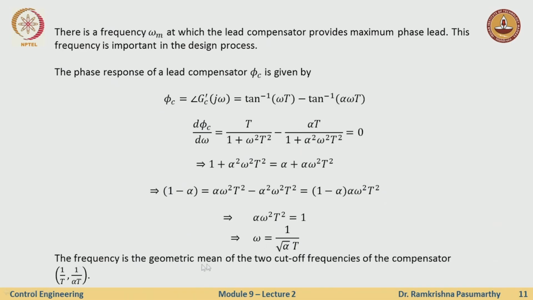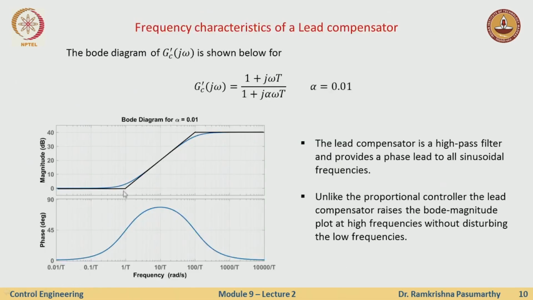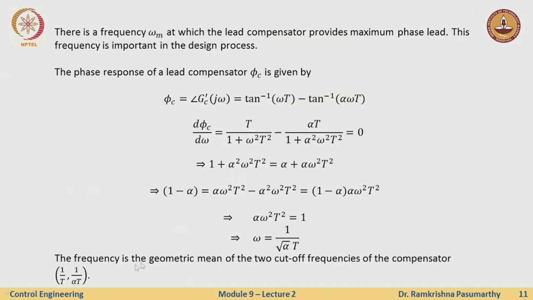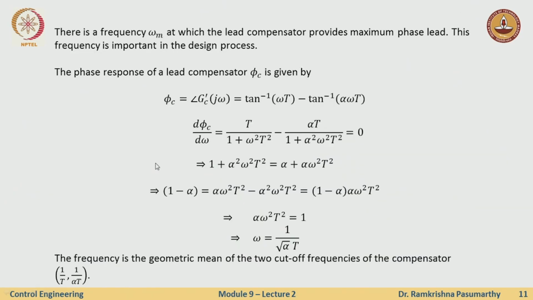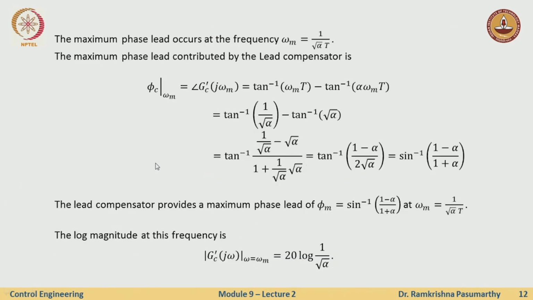Now, this frequency is the geometric mean of the two cutoff frequencies. This is one cutoff frequency at 1 over t and this is a cutoff frequency of 1 over alpha t, and this is just the geometric mean of both of them. So the frequency at which the maximum peak occurs is the geometric mean of these two cutoff frequencies, and we conclude that the maximum phase lead occurs at this particular frequency.